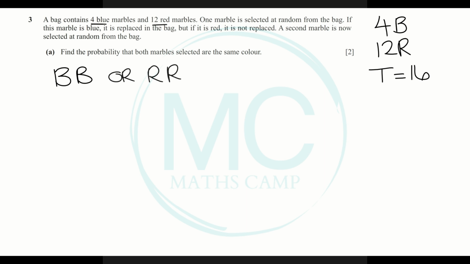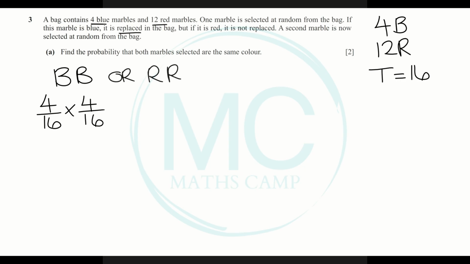If a blue marble is removed from the bag, it is then replaced. So the first marble does not impact the probability of the second. So if my first marble is blue, probability is 4 over 16. And a second blue marble, so we're going to multiply, again 4 over 16.